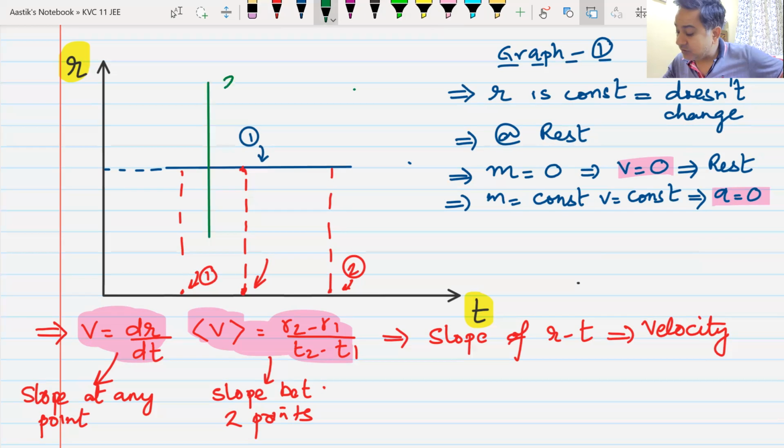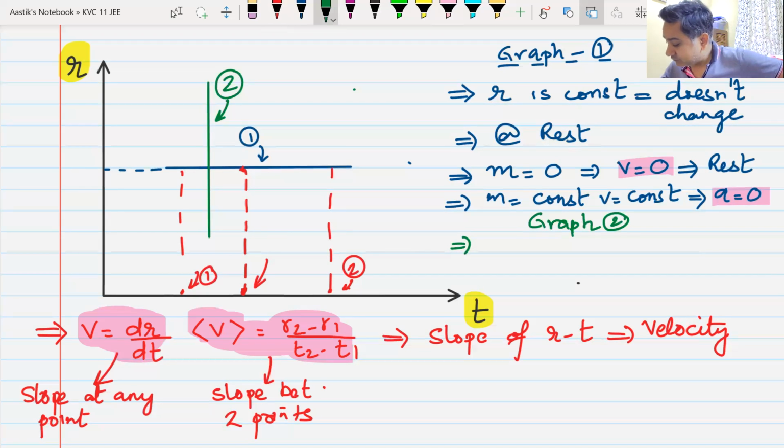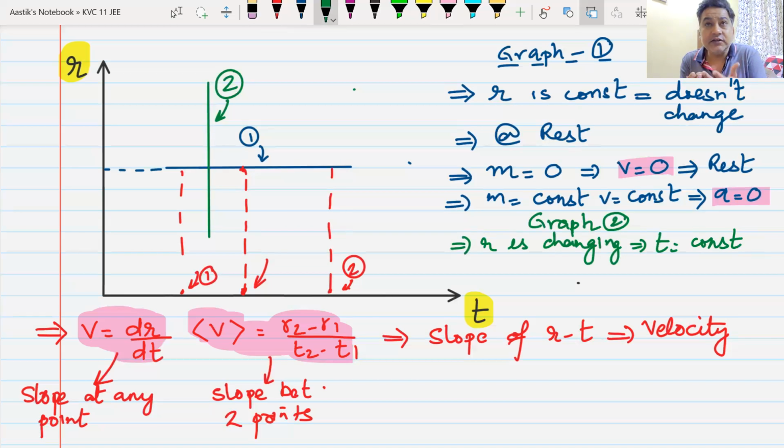Completed, sir. Then I get to this graph, which is graph number 2. What can we say about graph number 2? Position is changing. R is changing. But time is constant. At one instant, it has got many velocities. It is present at many places at the same time. That means its velocity seems to be infinite or undefined. Do we understand this?